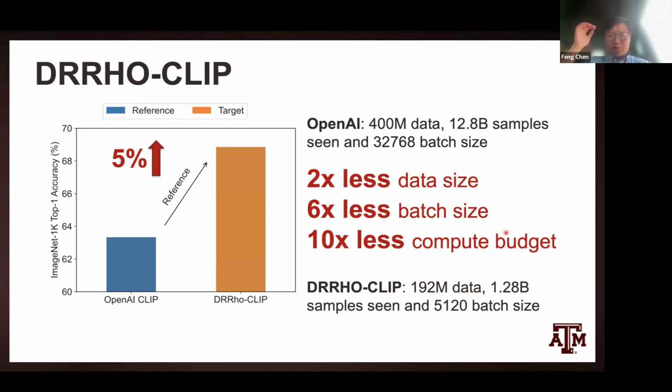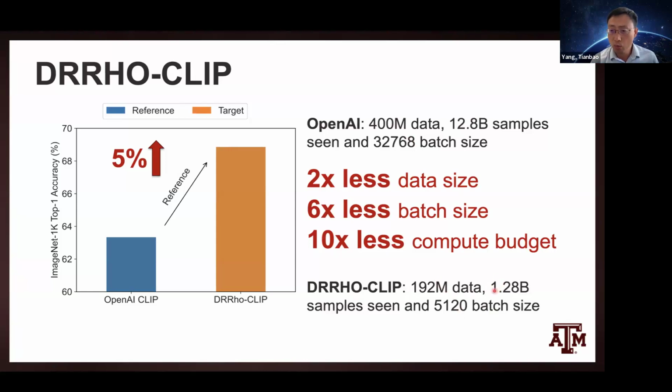One question here. So 192 million data. Is this a subset of the 400 million data, or is it a different data set? It's actually different data, because I said they don't release the data sets. Later on, the community collected data sets like LAION and DataComp from the internet. Okay, thank you. But all the data is coming from the internet.